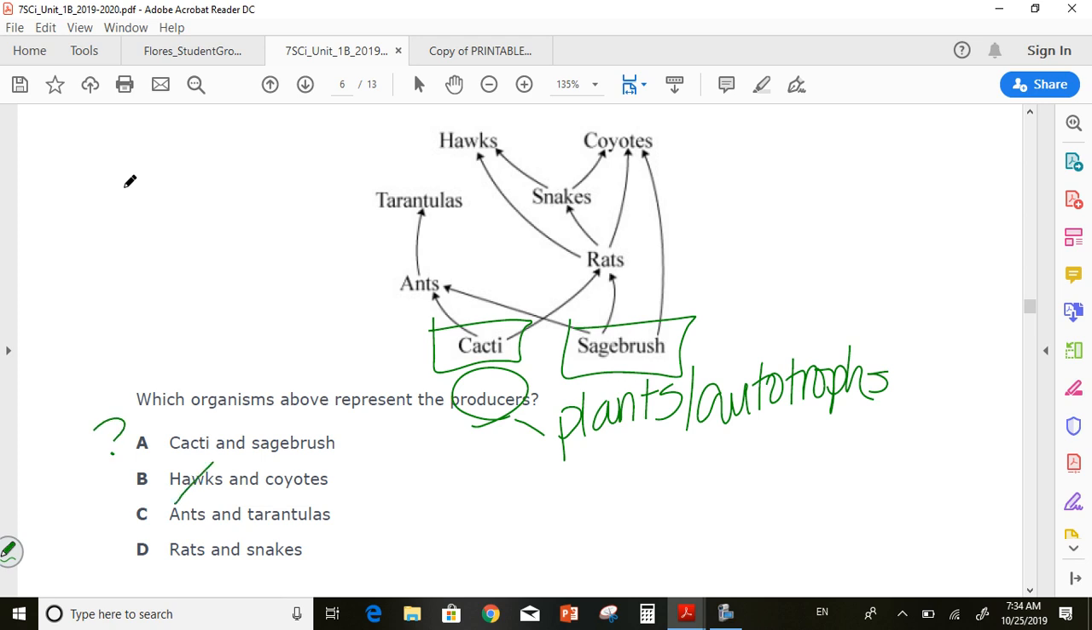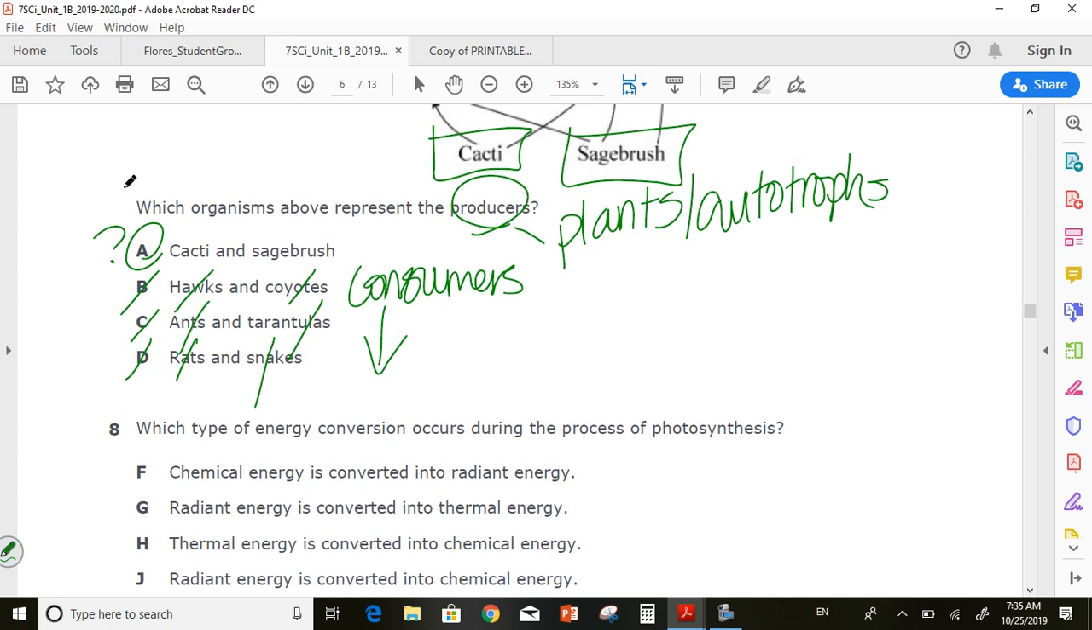Coyote is a consumer. The hawk is a consumer. The coyote, these are consumers. Same thing with this one, same thing with this one, same thing with those. Right there. These are all consumers. So your best choice for number 7 is A.